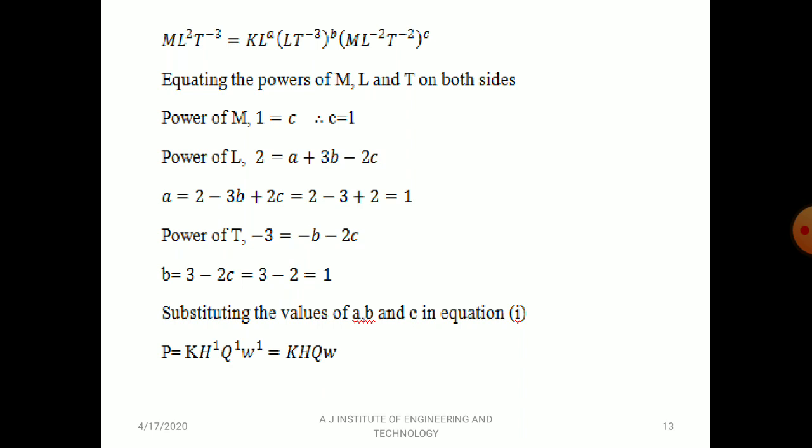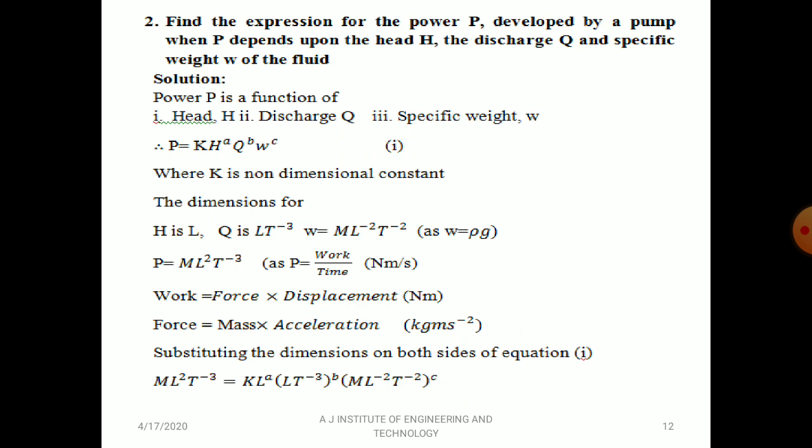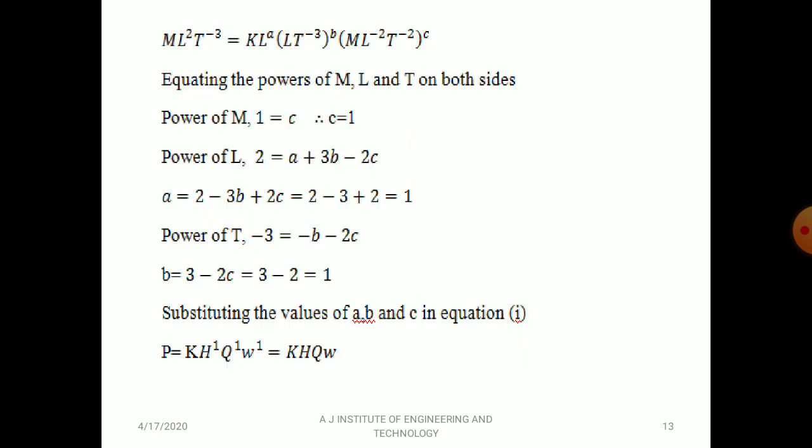Now substitute the values of a, b, c in equation 1. That equation 1 is p equal to k into h to the power a, q to the power b, w to the power c. So we get p equal to k into h to the power 1, q to the power 1, w to the power 1, as the values of a, b and c are 1. So that is equal to k into h into q into w. That is the expression for power.